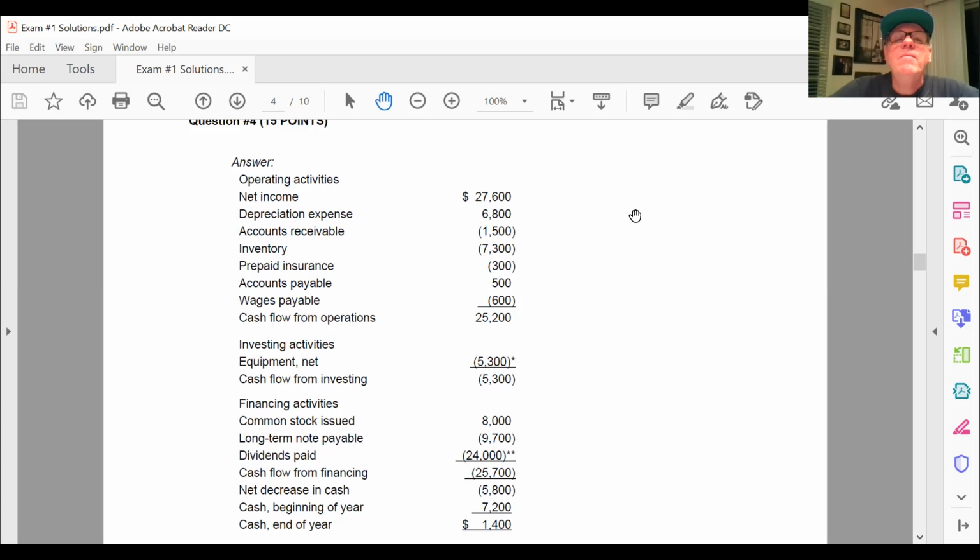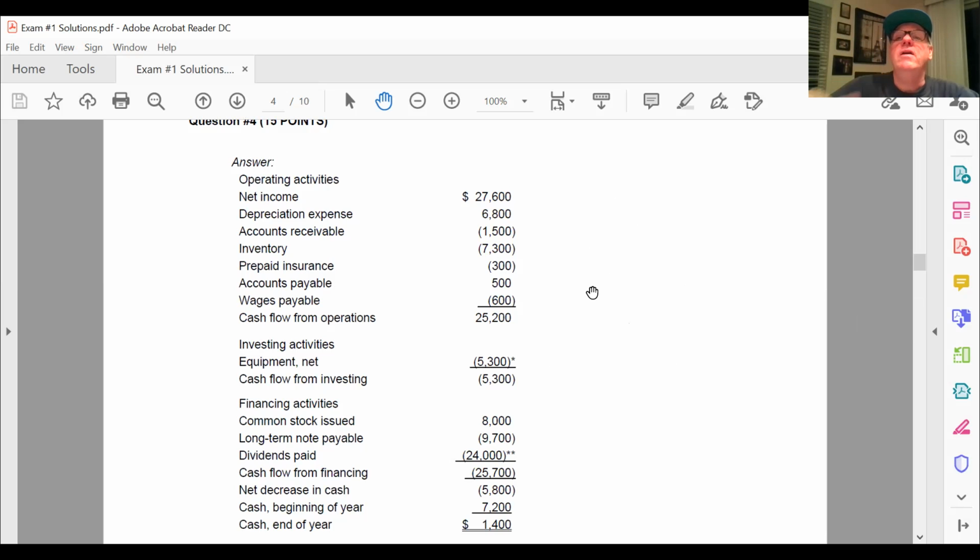Second, for the operating section, this is where a lot of the errors were. You've got to add back any non-cash expenses like depreciation. Then you need to work through the current assets and current liabilities in operations. And some of them were subtractions. So the increase in accounts receivable, increase in inventory were subtractions, increase in prepaid expense was a subtraction. You increased accounts payable, that would be an addition. And you reduced wages payable, that would be a subtraction.